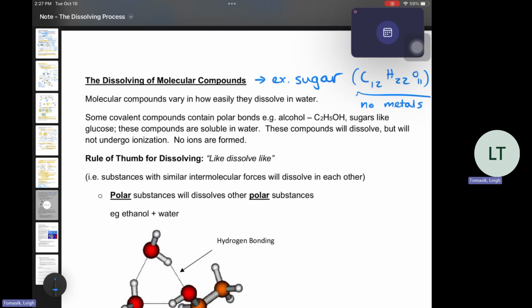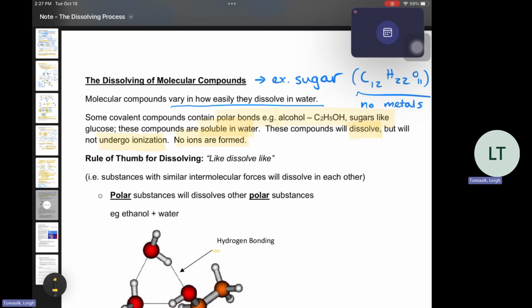Molecular compounds vary in how easily they dissolve in water. Not all molecular compounds dissolve in water. Some covalent compounds contain polar bonds, for example alcohol and sugars, and they're soluble. Things that contain polar bonds are soluble in water. These compounds will dissolve, but they will not undergo dissociation, or they will not make ions. So no ions are formed.